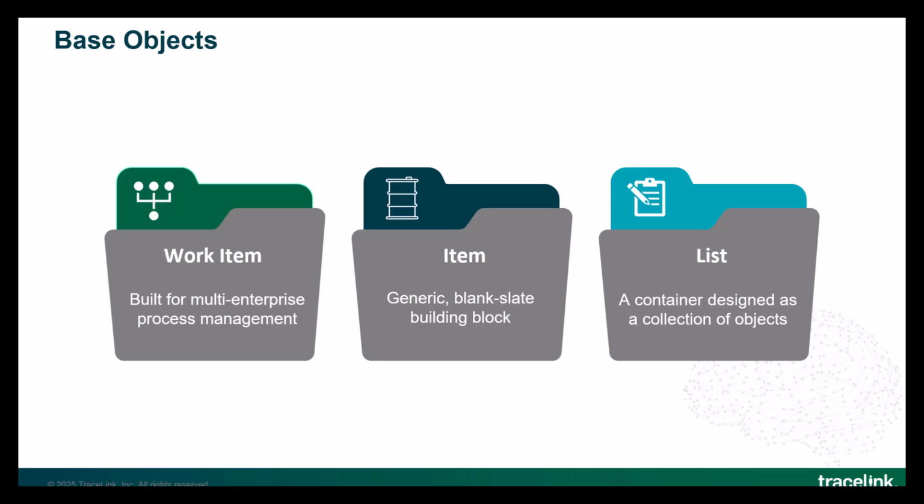POET is designed as a collection of base objects, which you can extend to create subtypes that meet specific business needs. The three main base objects are Work Item. This base object supports multi-enterprise process management. It enables workflow and collaboration across supply chain teams when assignments and due dates are needed. For example, exceptions, change requests, recalls, document review, tasks.